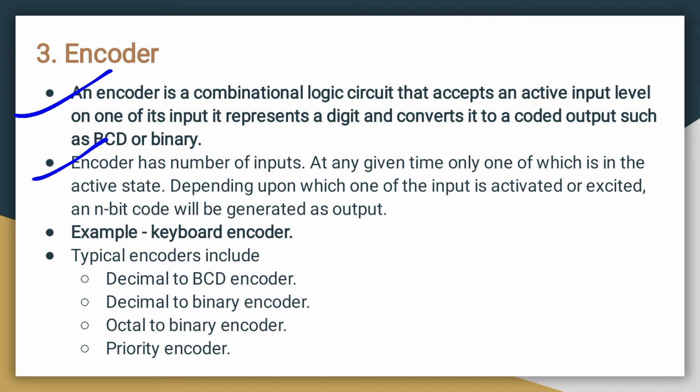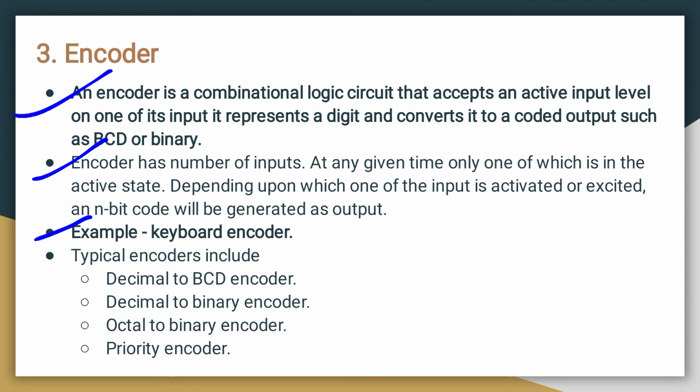Clear? So the example for encoder is the keyboard. When we press a key, what do we see in the key? Nothing but A to Z or 0 to 9 or any other symbol. That is going to be converted into the ASCII code. Then it is converted to binary. Clear? So this is the example of the encoder.